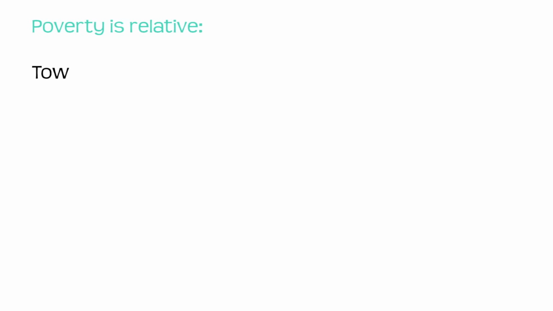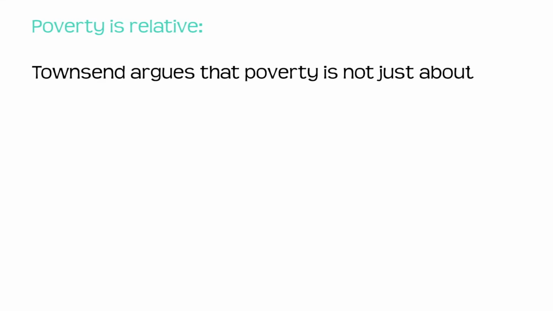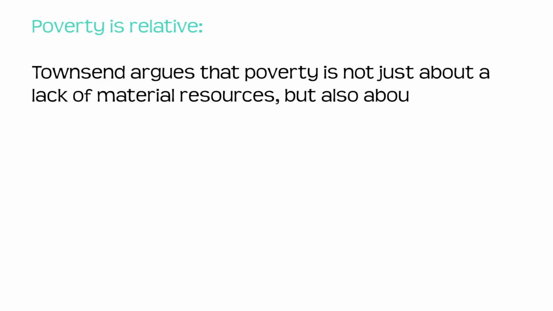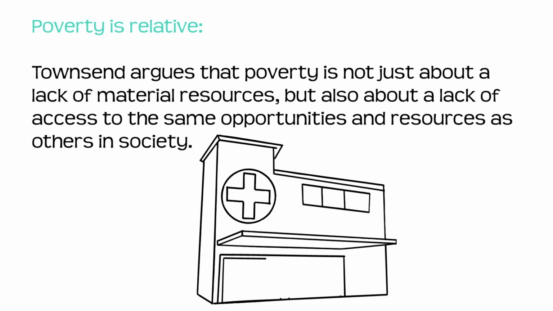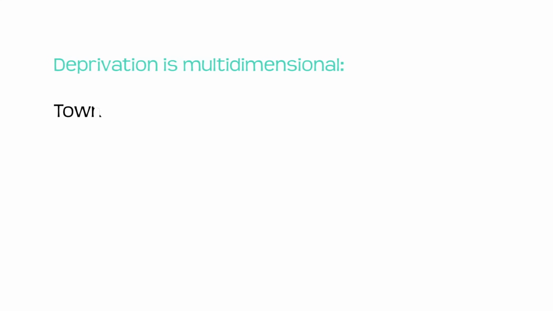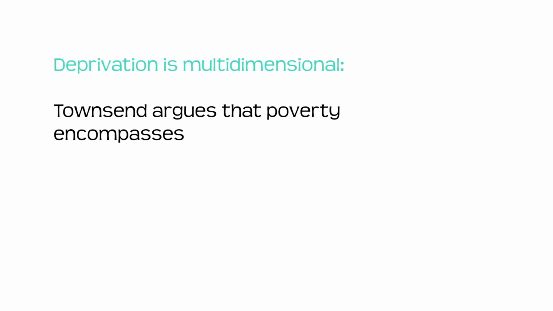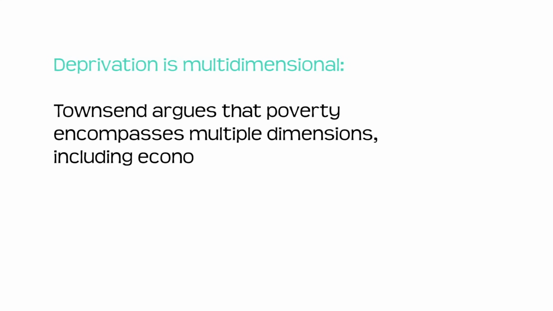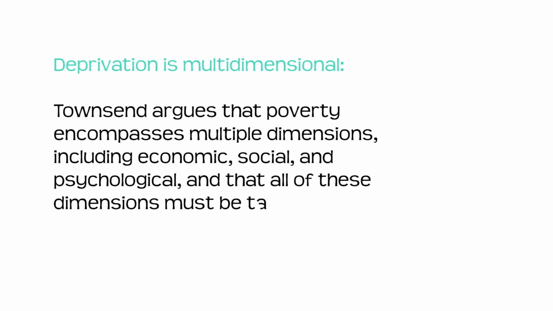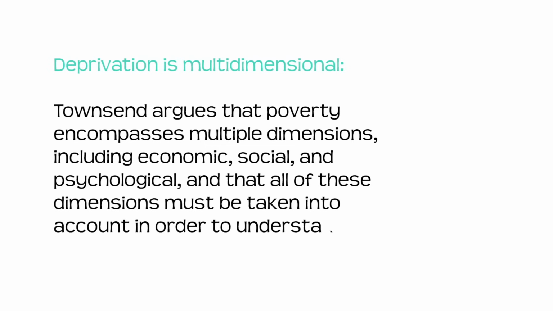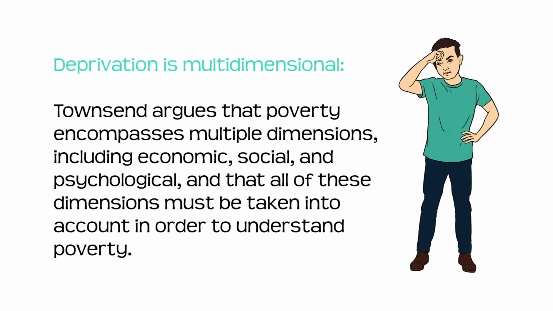Townsend's key ideas on relative deprivation include the following. Poverty is relative. Townsend argues that poverty is not just about a lack of material resources, but also about a lack of access to the same opportunities and resources as others in society. Deprivation is multidimensional. Townsend argues that poverty encompasses multiple dimensions, including economic, social, and psychological, and that all of these dimensions must be taken into account in order to understand poverty.